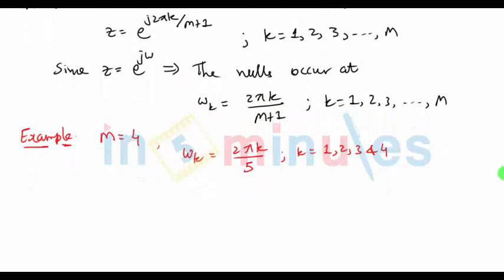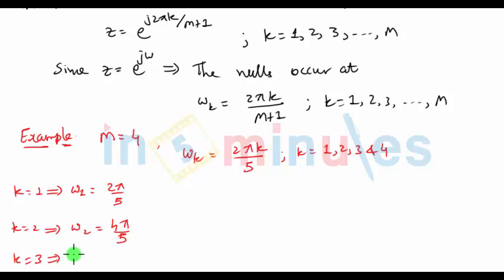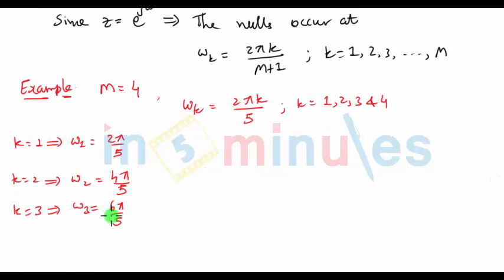So one by one, if I consider all the 4 values, for k equal to 1, the first null will occur at omega 1 equal to 2 pi by 5. For k equal to 2, the second null will occur at omega 2 equal to 2 into 2 pi, that will be 4 pi by 5. For k equal to 3, the third null will occur at omega 3 equal to 6 pi by 5, because 3 into 2 will be 6 pi by 5, and k equal to 4, the last null will occur at omega 4 equal to 4 into 2, that will be 8 pi by 5.